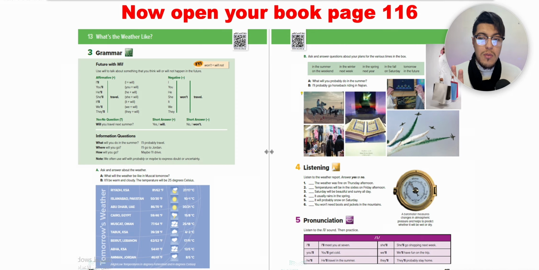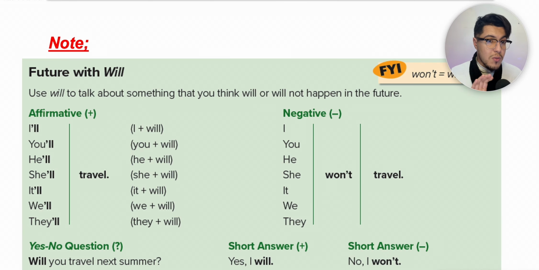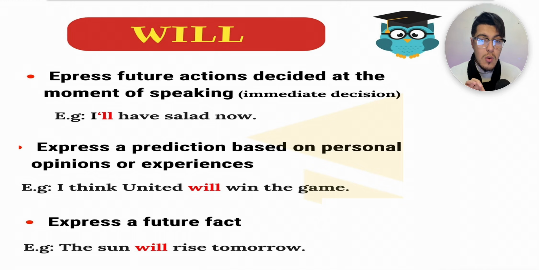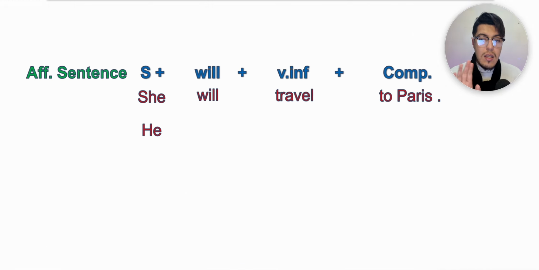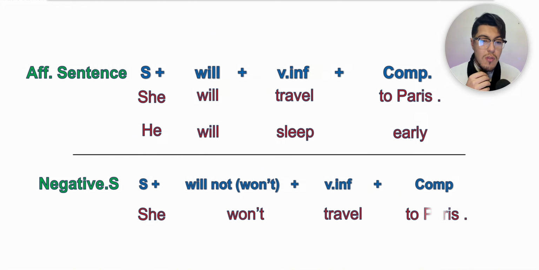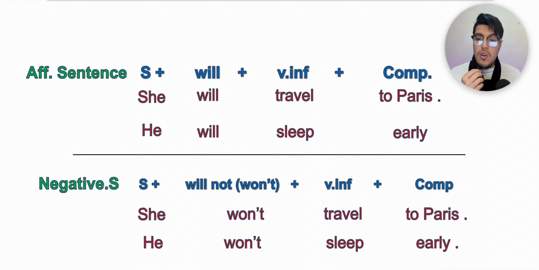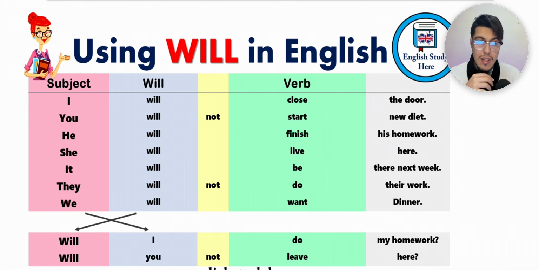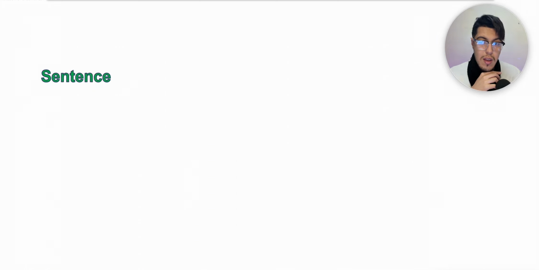For the negative form, we use will plus not, or won't. For example, she won't travel to Paris, or he won't sleep early. This is for the affirmative and the negative form, and these are examples of the use of will in English. You can just pause the video and take a look at them.